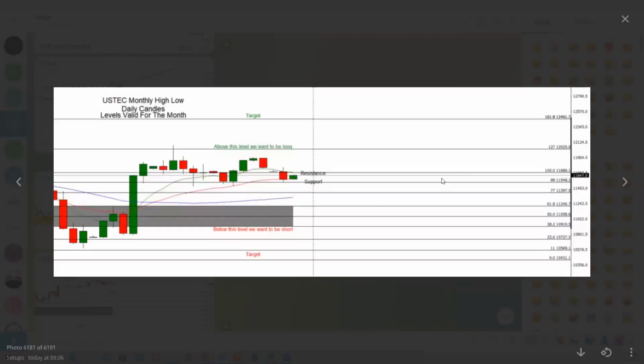On the US tech monthly high low, currently between levels of 89 and 100. Look at the moving averages, 8 is above 21, above 50. That's indicating trend is up. So with that, we want to push above the 127 level to aim for the 161.8.